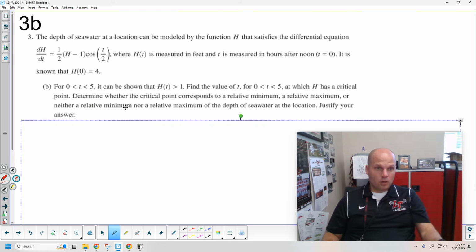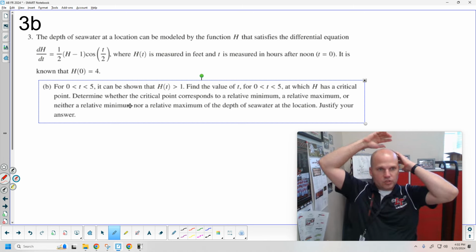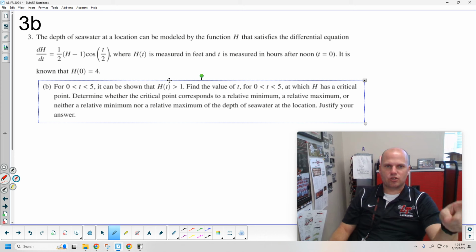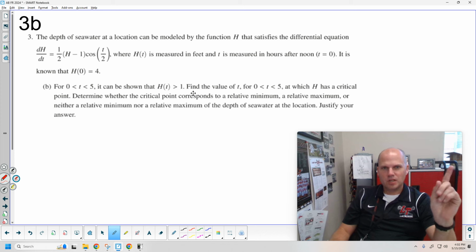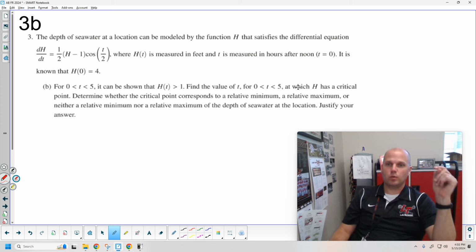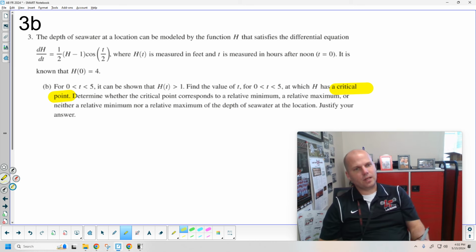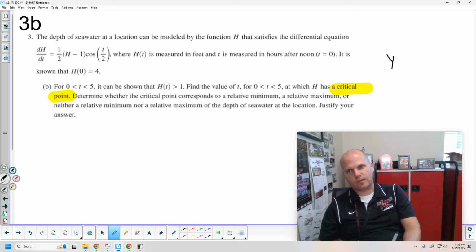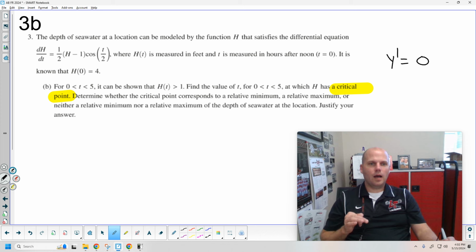Next, some of the wording starts to get a little bit funky on the no calculator. It can be shown that H is greater than 1. We can use that in the future. Find the value of T from 0 to 5 in which H has a critical point. This word critical point showed up a bunch, and maybe I could have asked it more on your quizzes. A critical point is when a derivative equals 0 or is undefined.